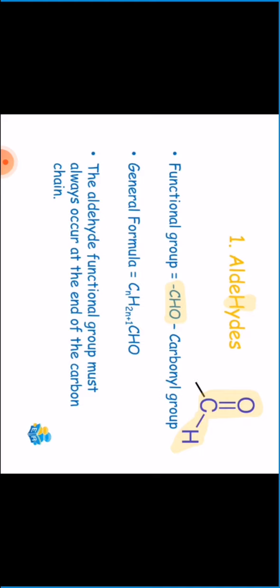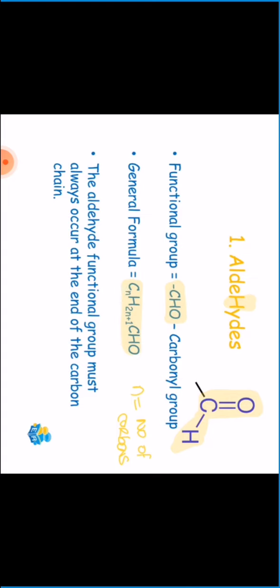It has a general formula, CnH2n+1, where n is the number of carbons. It's handy to remember this general formula because if you're asked to name an aldehyde or construct an aldehyde, you can check that your answer is correct by filling into this formula here.